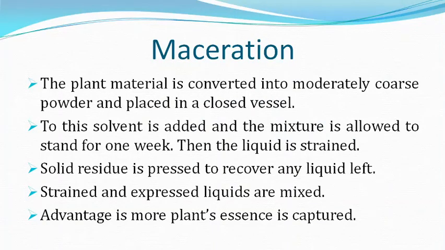The third method is maceration. In this method, the plant material is converted into moderately coarse powder and placed in a closed vessel. To this, solvent is added and the mixture is allowed to stand for 1 week. Then the liquid is strained. Some residue is pressed to recover any liquid left. Strained and expressed liquids are mixed. An advantage of this method is that more plant essence is captured.